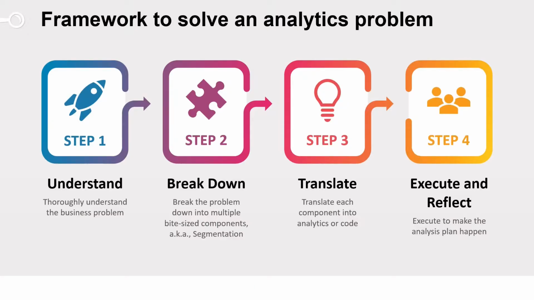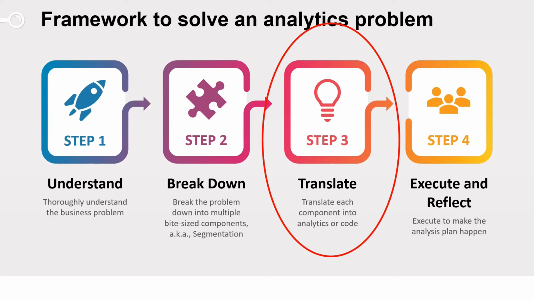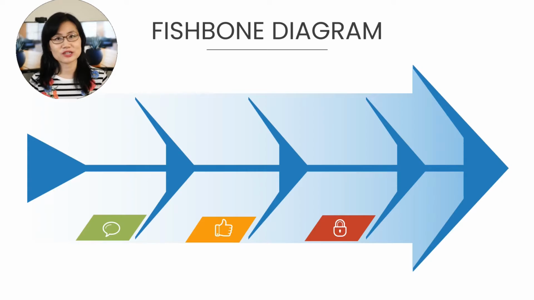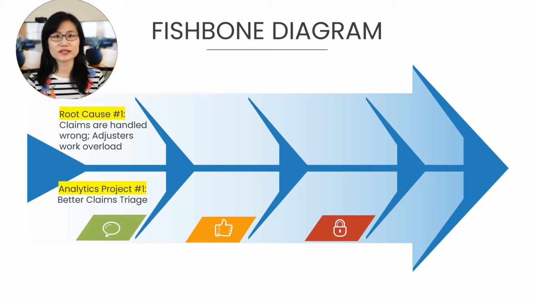Now let's see how we can translate each piece into analytics activities. So here on the screen shows each contributing factor and its corresponding analytics activities. For example, the claims adjuster's work overload can be translated into an analytics project of better claims triage. And that is, we design a machine learning model to automatically assign adjusters to claims to process based on their expertise. So for example, assign high-cost claims to adjusters with more years of experience.